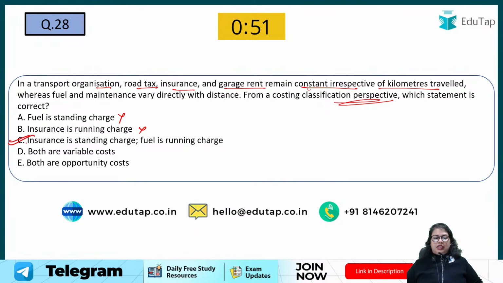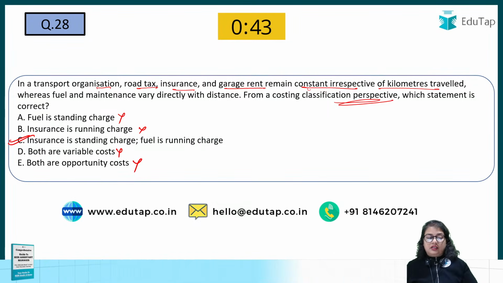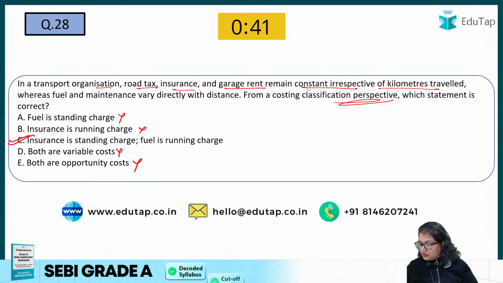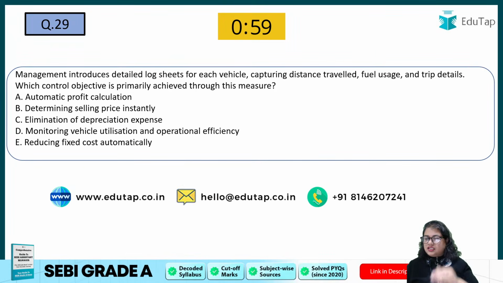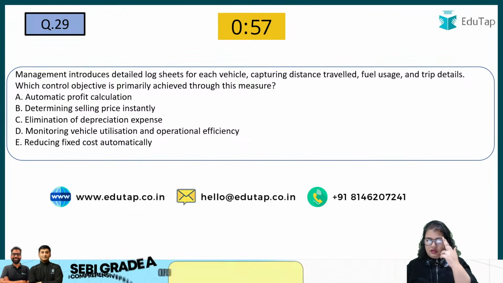Then option D, both are variable cost. No, incorrect. Both are opportunity cost. No, there is no sacrifice being made, so it is not an opportunity cost. So hence the option C is the correct one, right? Everybody answered it correctly. Excellent. So these sometimes confusing questions are there.